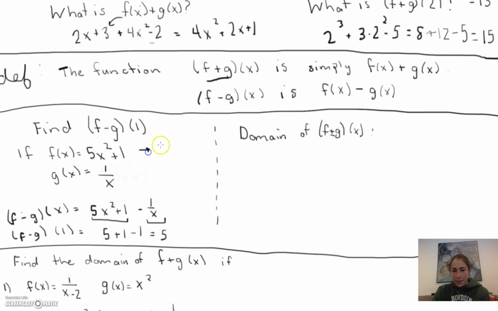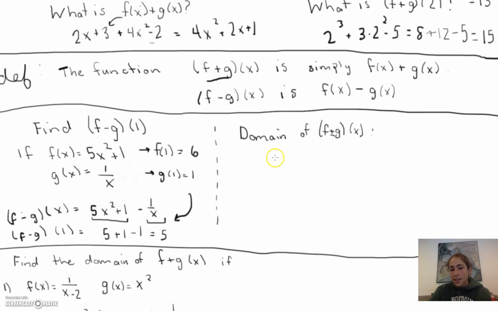You could also do it this way. Plug into each function first. f of 1 is 6. g of 1 is 1. So 6 minus 1 is 5. We get the same thing.